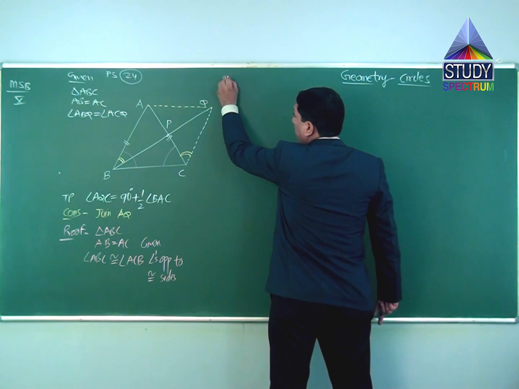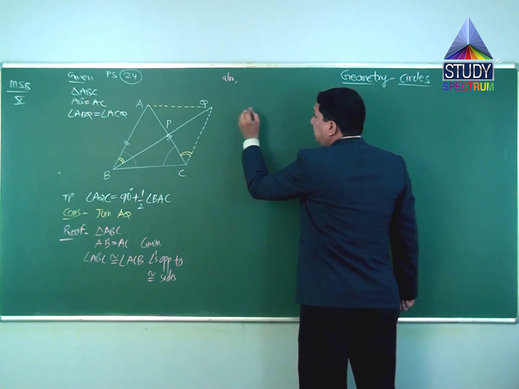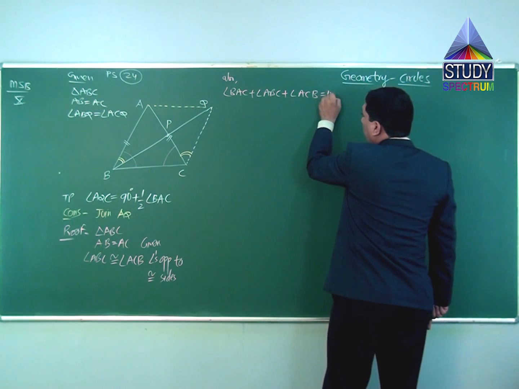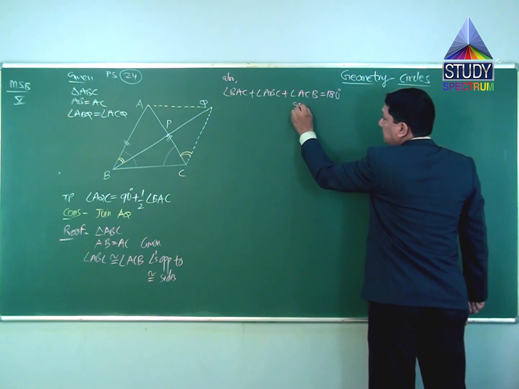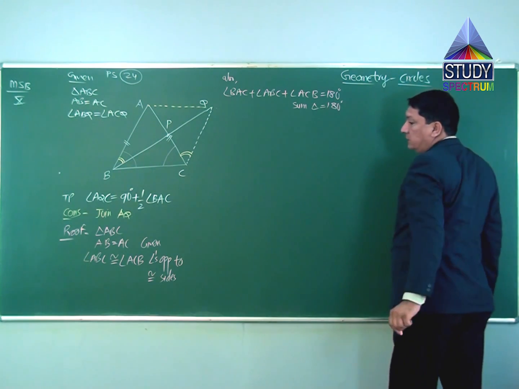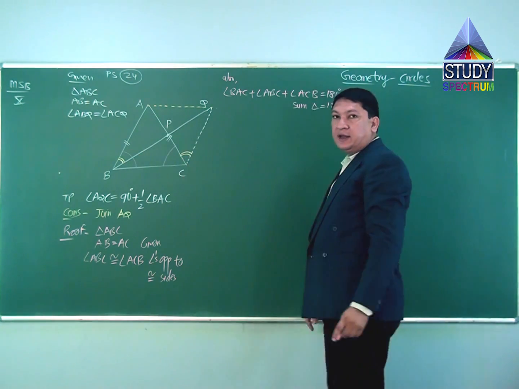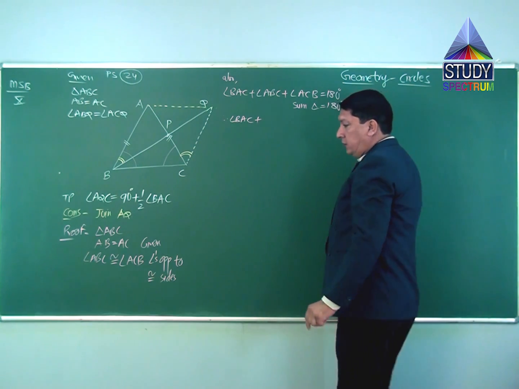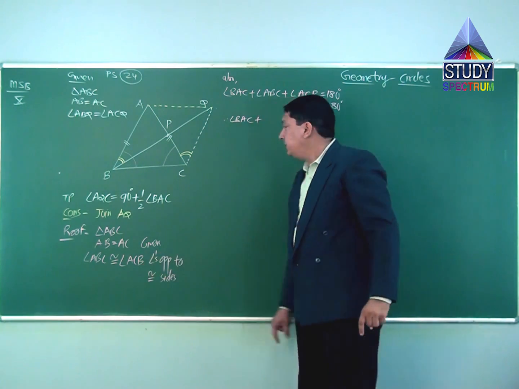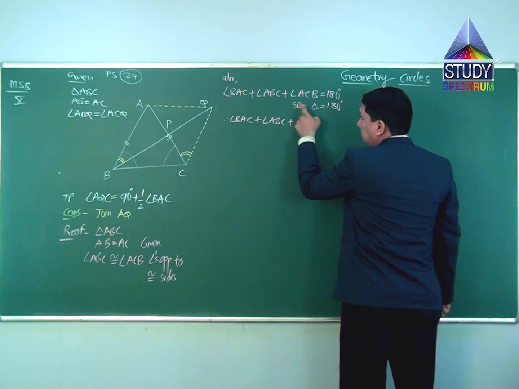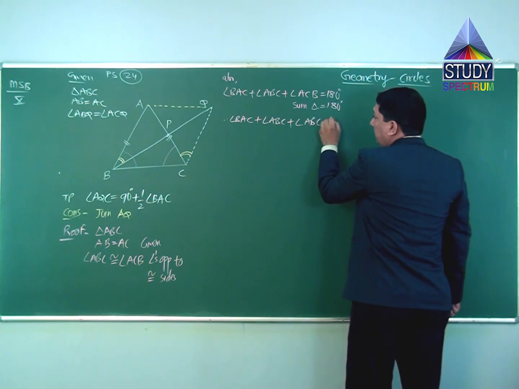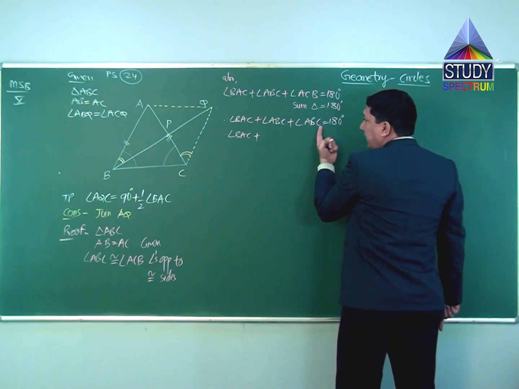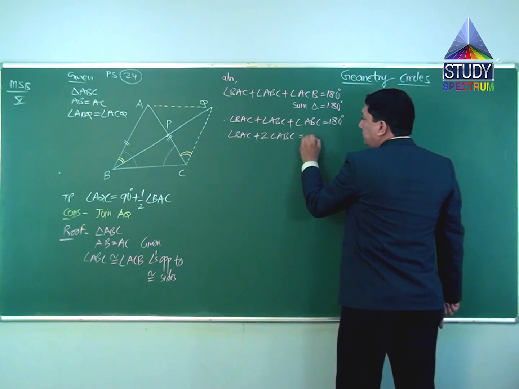Also, we can write angle BAC plus angle ABC plus angle ACB is equal to 180 degrees. The reason is the sum of the angles of a triangle is 180. The sum of 3 angles will be 180 degrees. In any triangle, if you add 3 angles, you get 180 degrees. Therefore, angle BAC plus, now look at this, angle ABC is congruent to angle ACB, so this can be replaced by angle ABC. Angle BAC plus 2 angle ABC is 180 degrees.